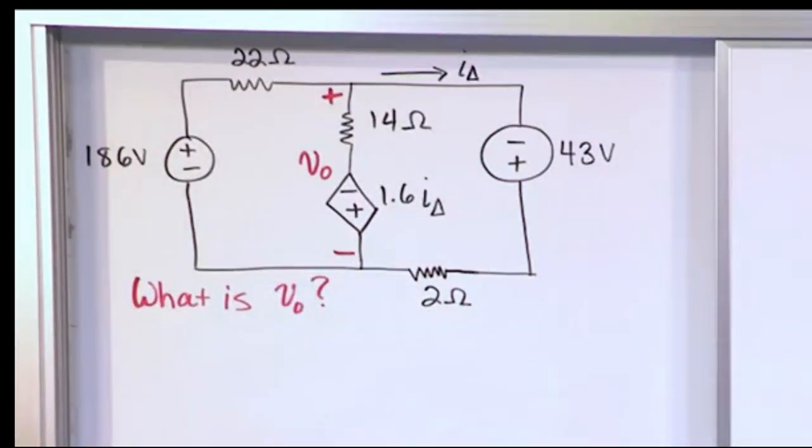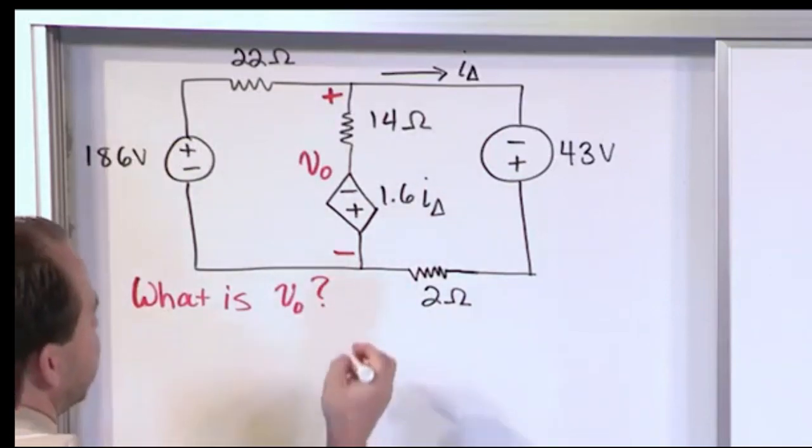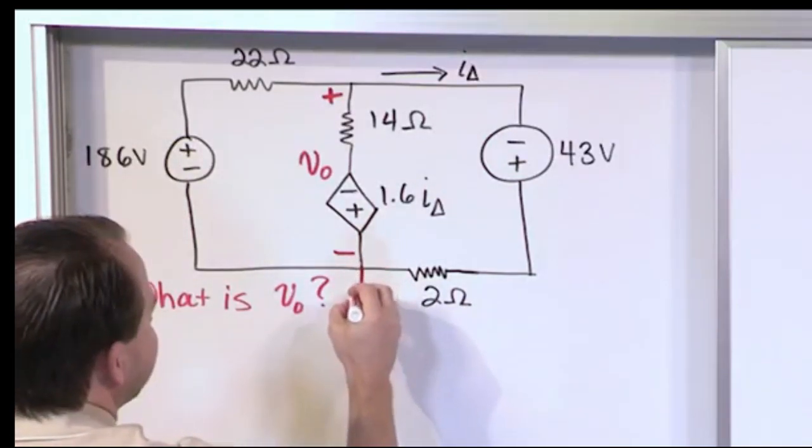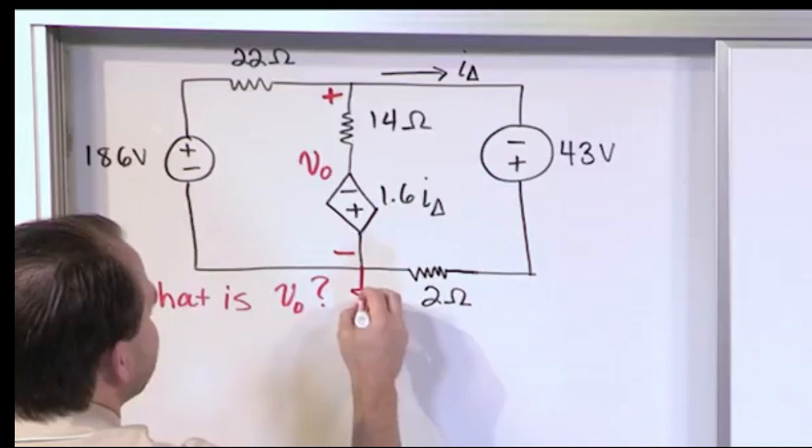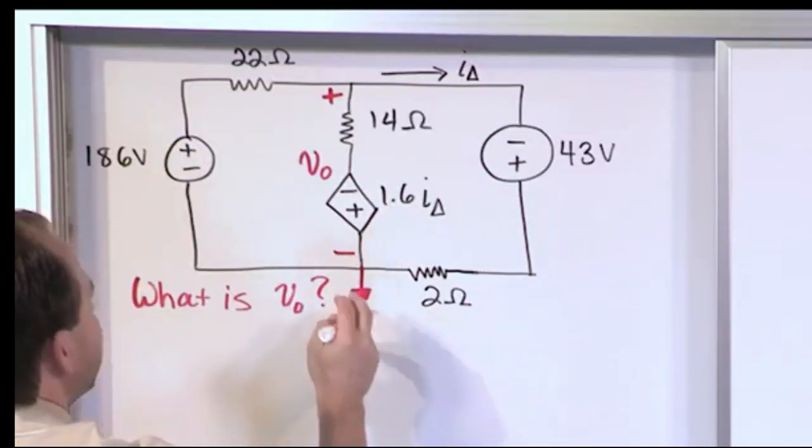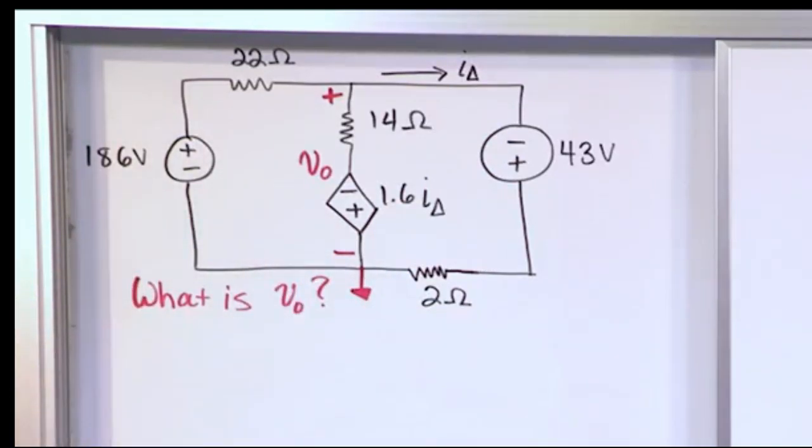So next we have to choose a reference. It's pretty obvious in this case. We're going to choose this one because there's only 2 nodes to choose from, and we're always going to choose the bottom node when we can. So that's going to be our reference node, so I'll draw that in red.